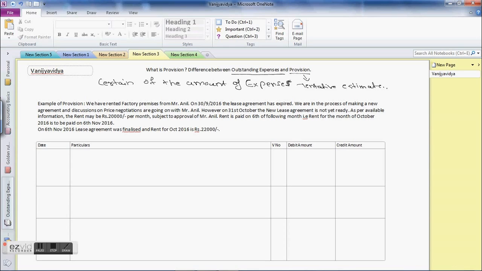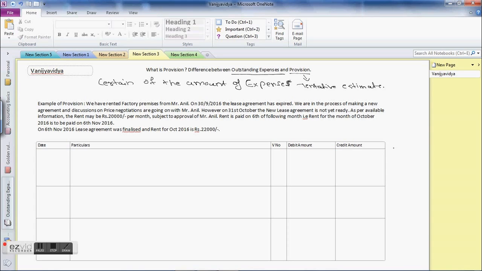So this is an example of provision for expenses. In this case, we cannot record 20,000 as outstanding expense or outstanding rent or rent payable, because the amount may change. It may be more or it may be less. So as of 31st October 2016, we'll pass a provision entry. So how do we pass a provision entry?